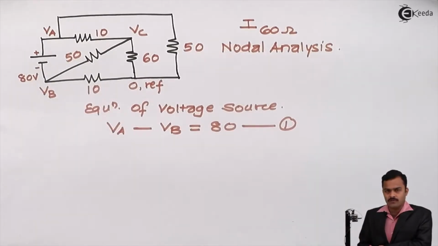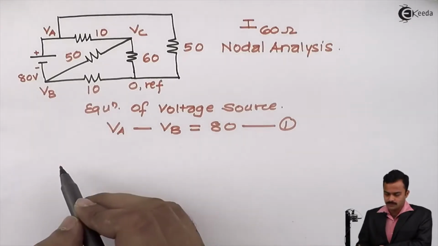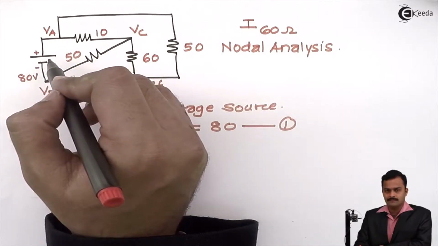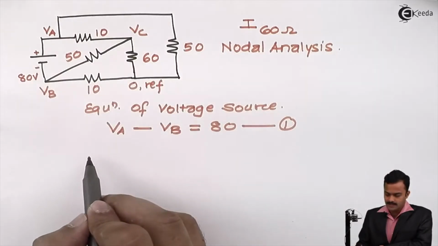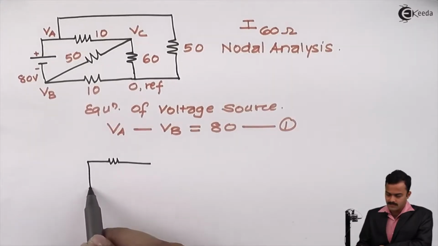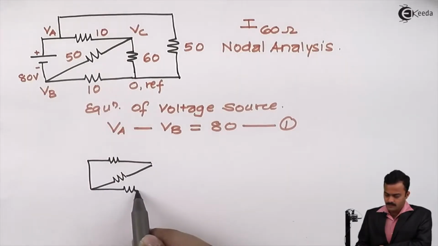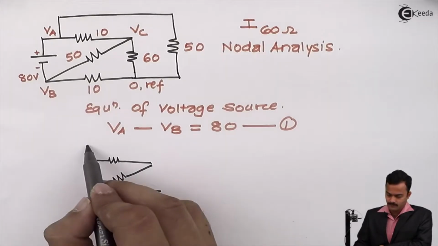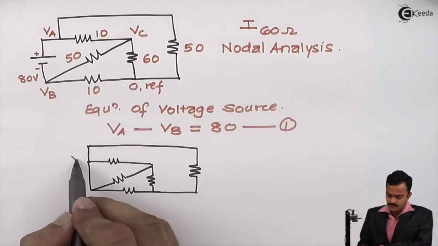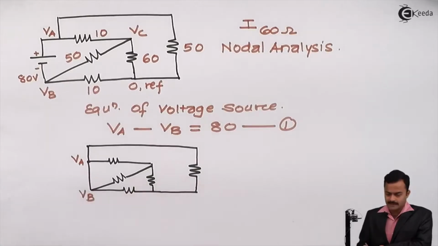Once I have written the equation of the voltage source, I need to consider a supernode. So see how I am considering a supernode. You have to assume as if the voltage source is not there, meaning it is short circuited. So I'll consider the circuit, I'm considering this as short circuit, and remaining branches as it is. My objective is analyzing the node formed because of A and B. So this is a supernode.